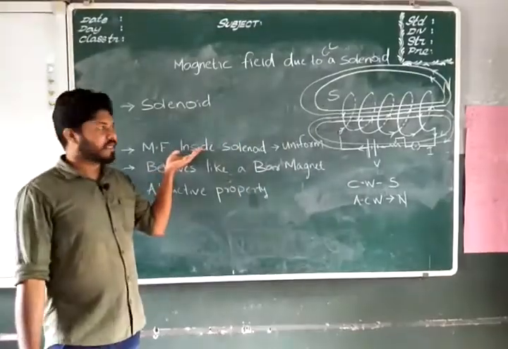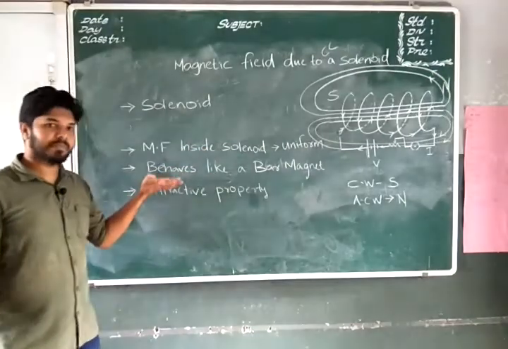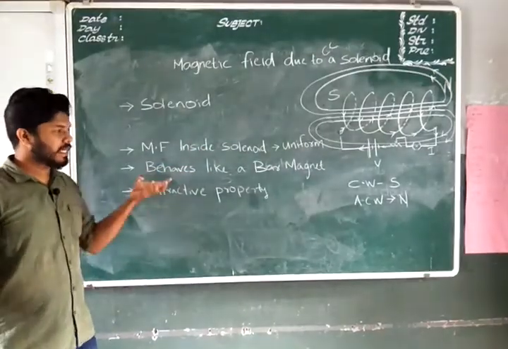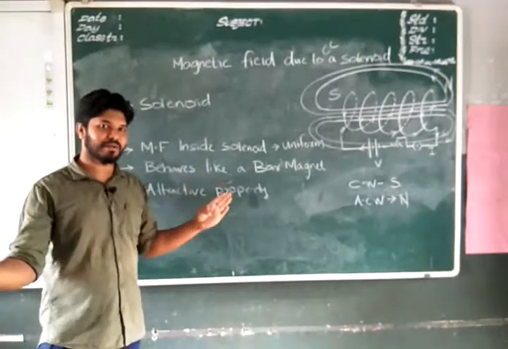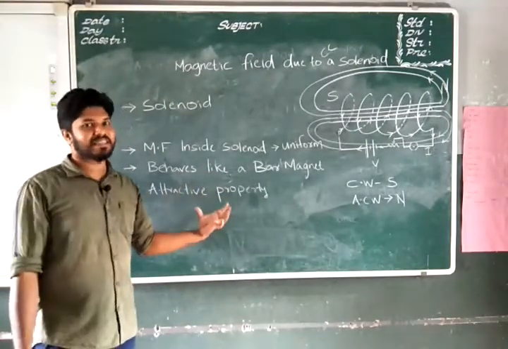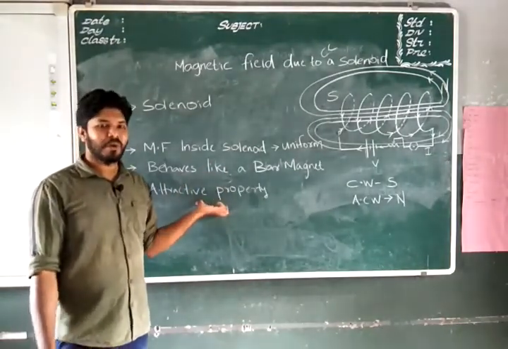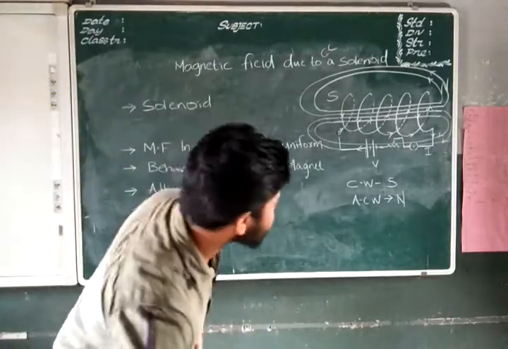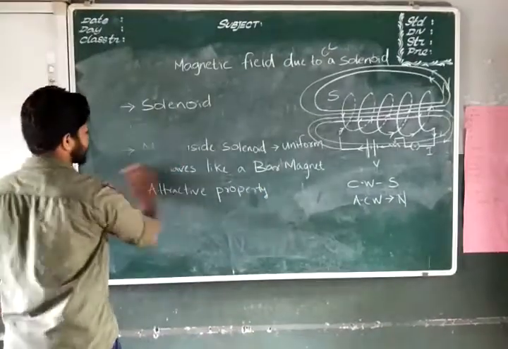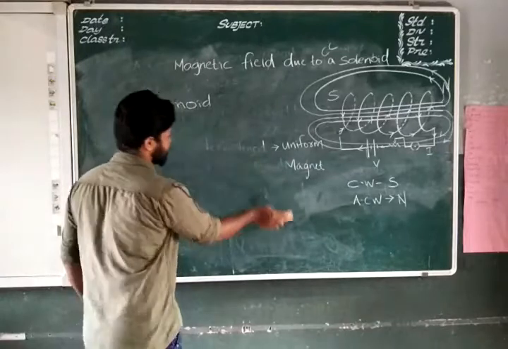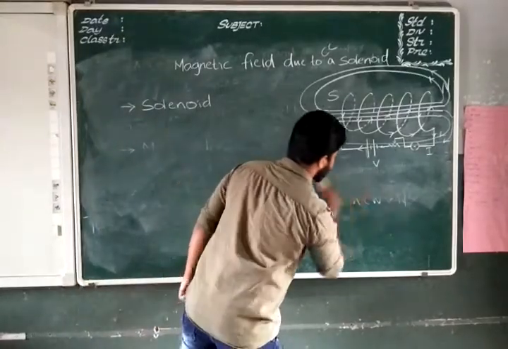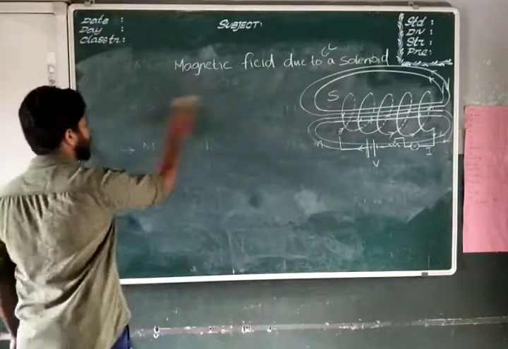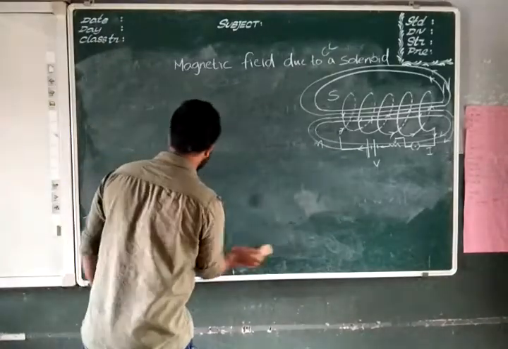Inside the solenoid, the magnetic field is found to be uniform. It behaves like a bar magnet. It aligns in the north-south direction, and it shows the attractive property. Now let us check the magnitude of this magnetic field.